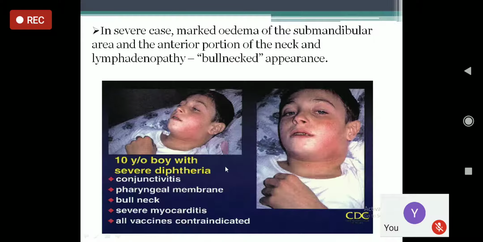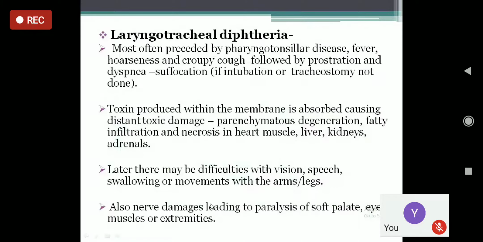So this is a child with severe diphtheria. Now in severe diphtheria, what happens? The child has conjunctivitis also, and the pharyngeal membrane is also affected. Erythema is there, and bull neck is there, and even myocarditis. He has developed myocarditis. It has affected the heart also. And in such a condition, all vaccines are contraindicated. This is in the severe cases, but severe cases are not so common.